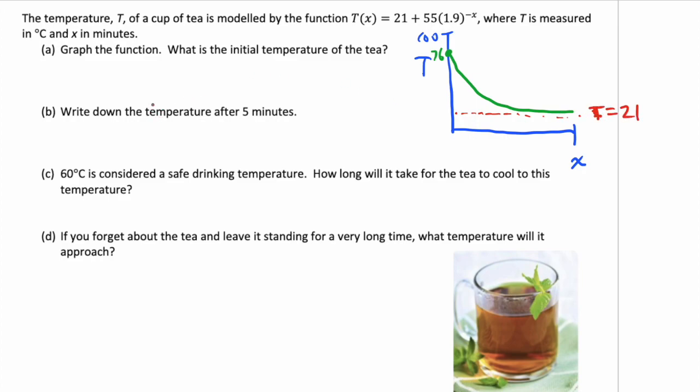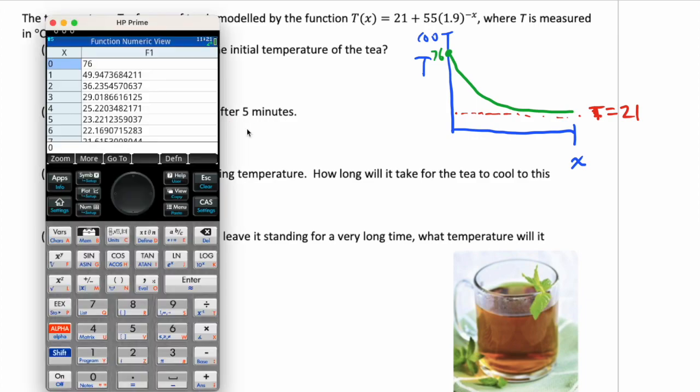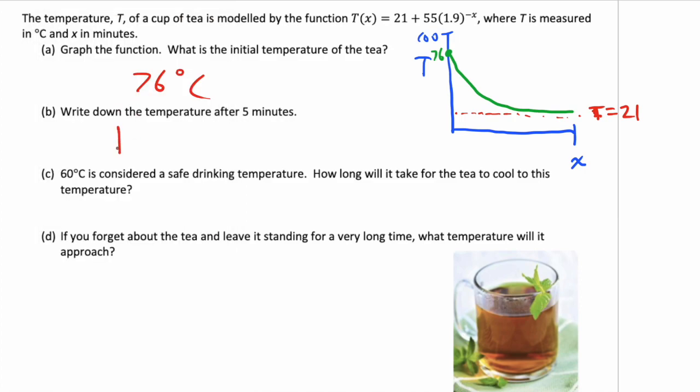Okay. What's the initial temperature of the tea? Well, that's 76 degrees Celsius, as we saw from the y-intercept. Write the temperature after 5 minutes. Well, we can look at it on our table, 23.2. So T(5) equals 23.2 degrees Celsius.